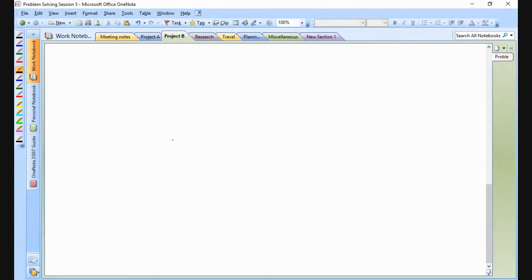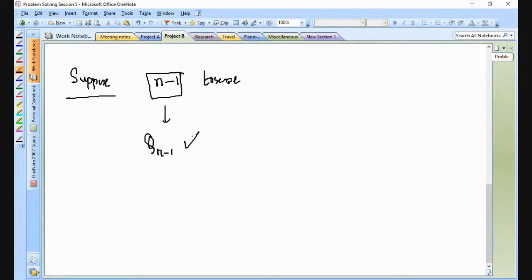Now let's think about this. Suppose you knew the number for n minus 1 tosses. Then what will happen? Suppose you know the probability out of these n minus 1 tosses, right? Then how will the nth toss affect it?